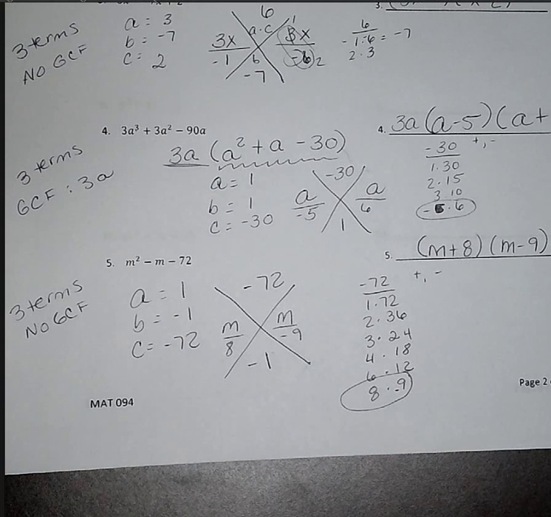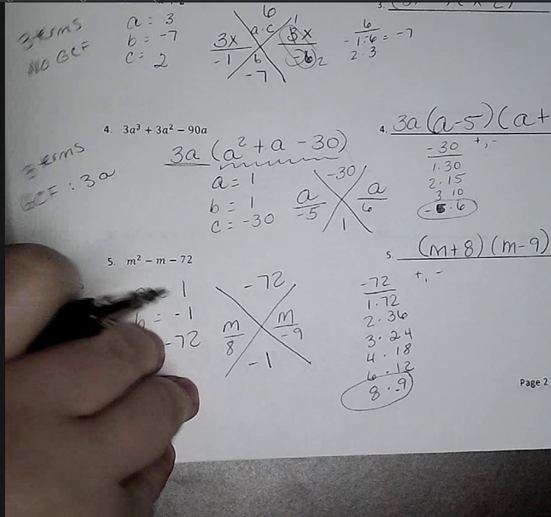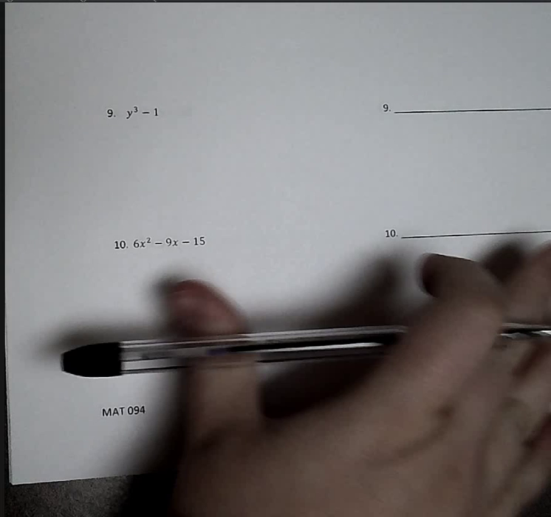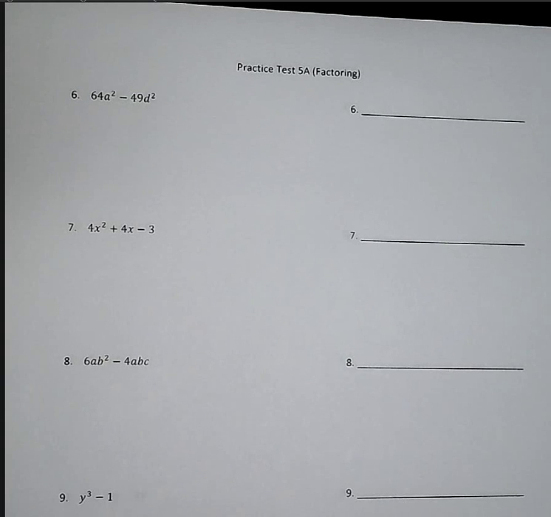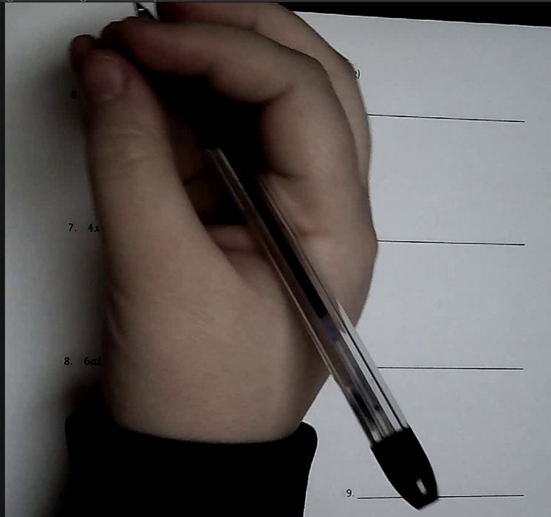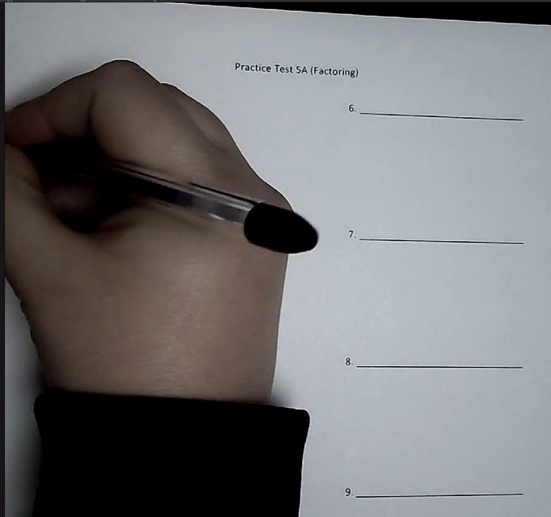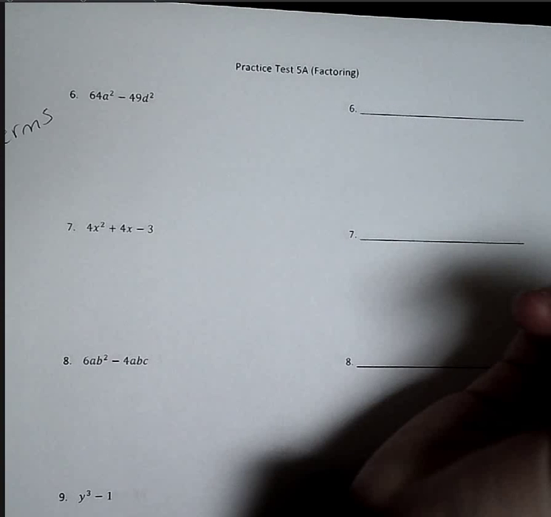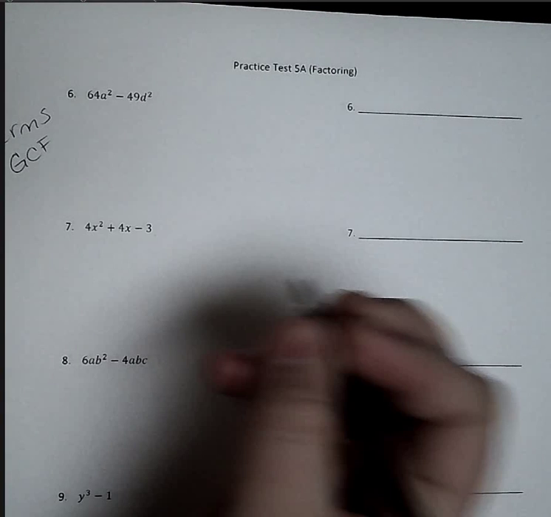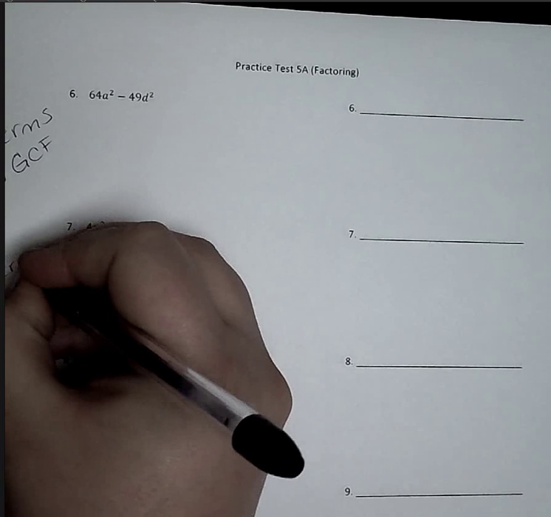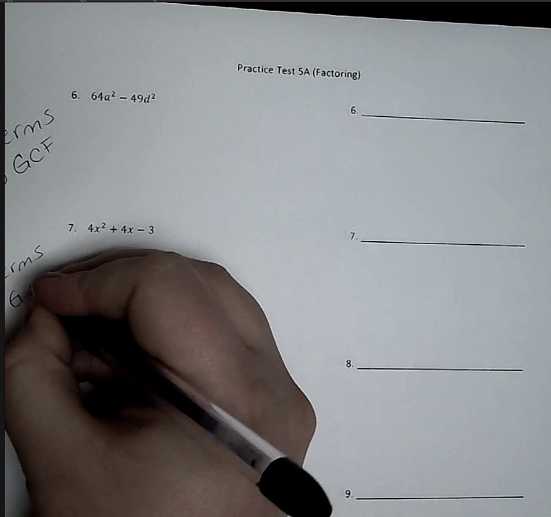Okay, so now let's look at the next page. We're going to do the same thing that we did on the last page. And I'm going to state how many terms we have and if there's a greatest common factor. So on this one, there are 2 terms, and there is no GCF. Here there are 3 terms, no GCF.